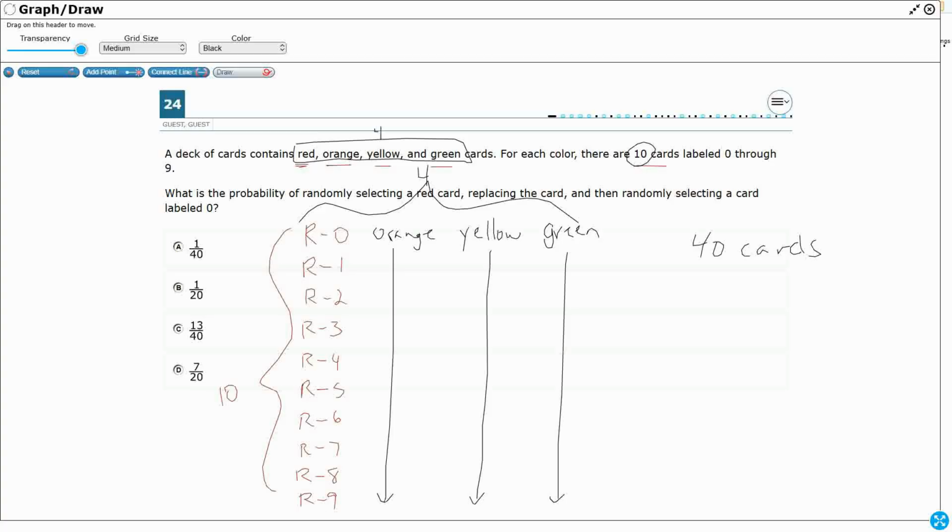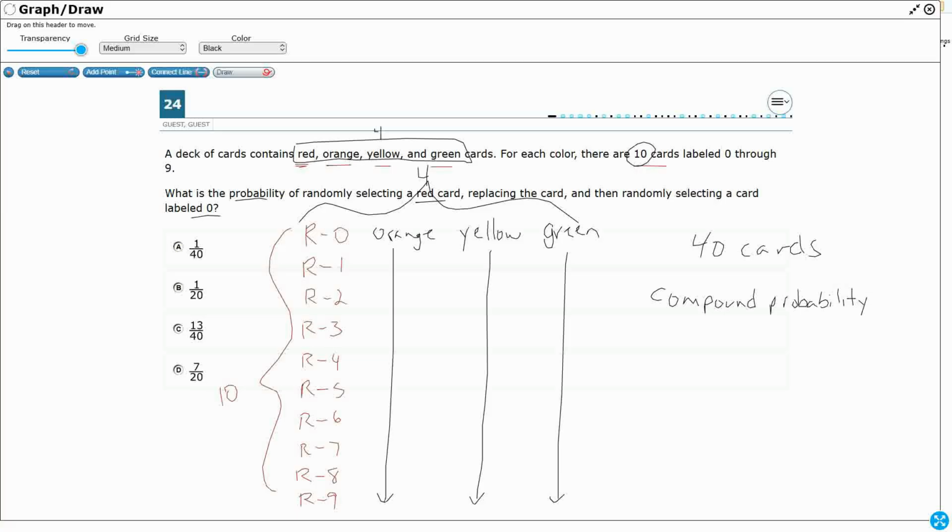Now, when we're dealing with probability, it depends what we do, whether it's a simple or a compound probability. Compound simply means two or more simple probability events being done in succession. So we are selecting a red card, and then we're selecting a card labeled 0. So this is going to be a compound probability because we have two different simple events. So let's find the probability of this first event.